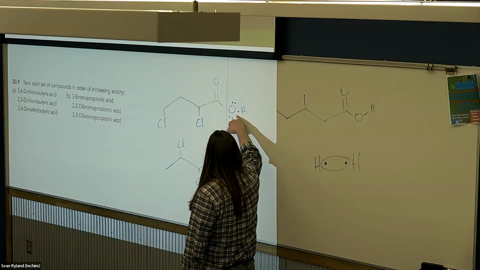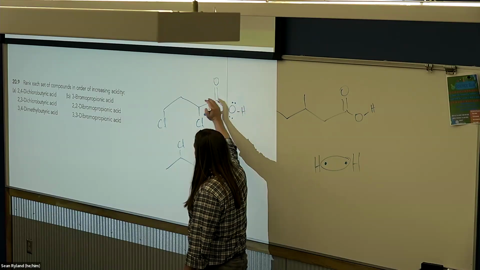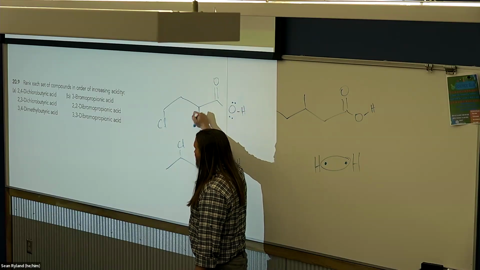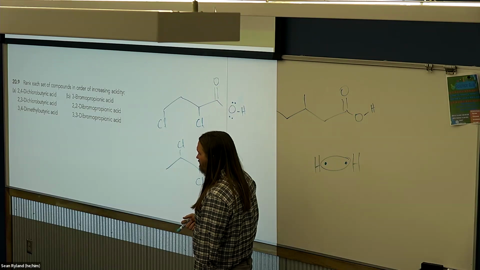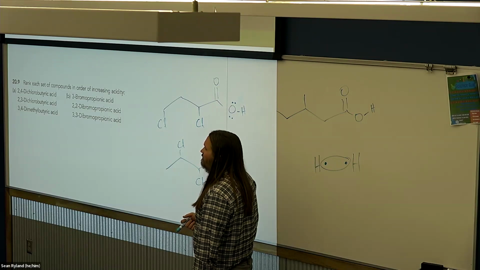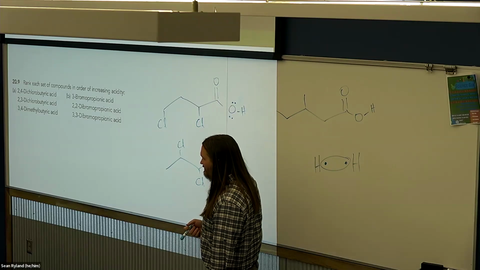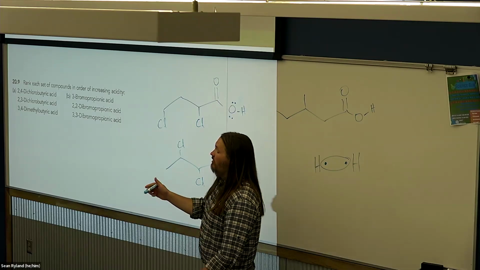If you started pulling more electron density this way, there's less of a force holding this hydrogen there, so there's less electrons for it to stick to. So the more density makes a hydrogen stick on. Yes. That's why we started all the way at the beginning.